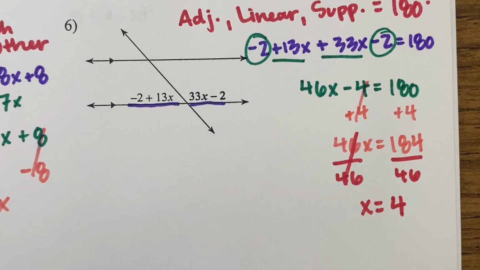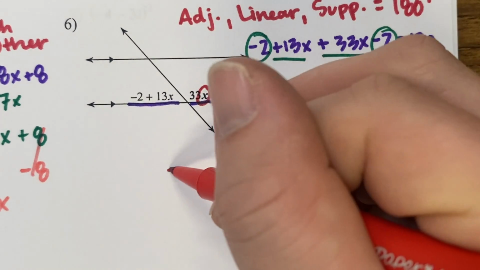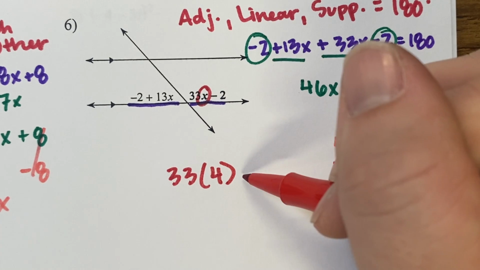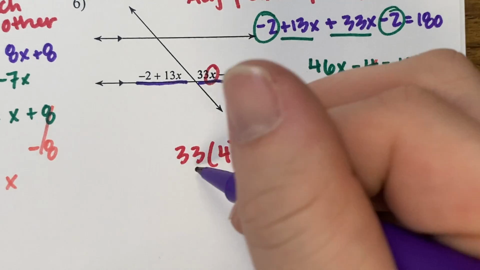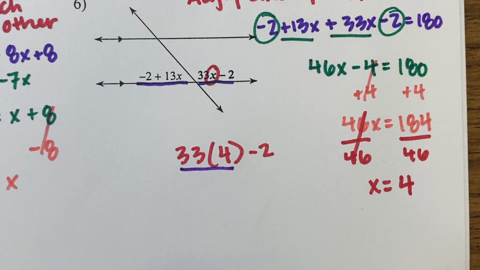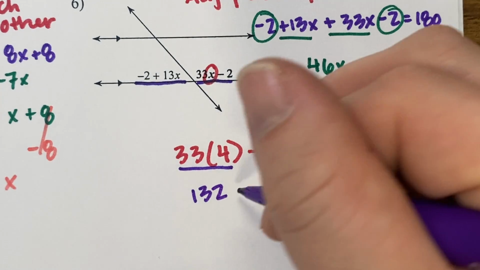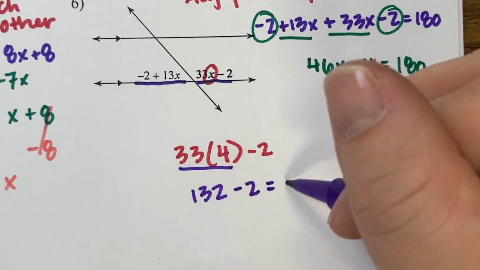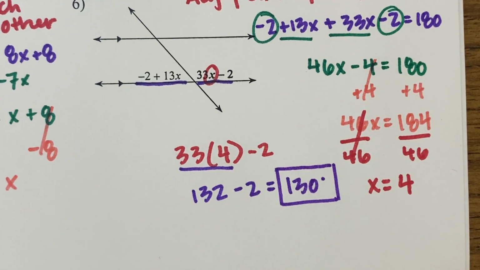Again, not our final answer. Let's take that 4, plug it into our x in bold, which is right there. So now I have 33 times 4 minus 2. Okay, let's multiply before we subtract. 33 times 4 gives me 132. Minus 2 is 130 degrees. And there's our final answer. Beautiful.